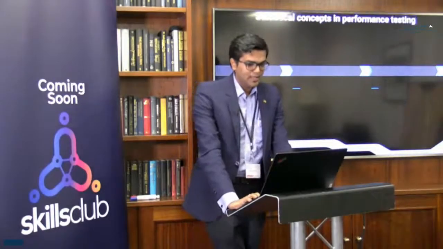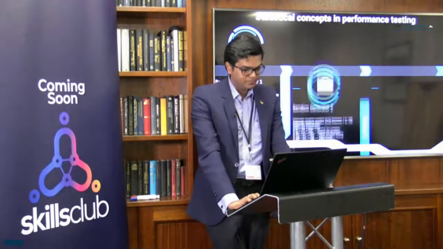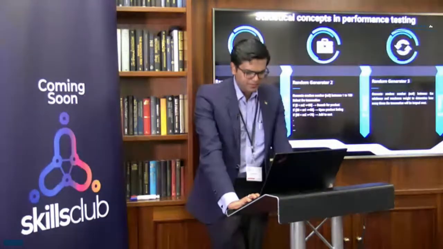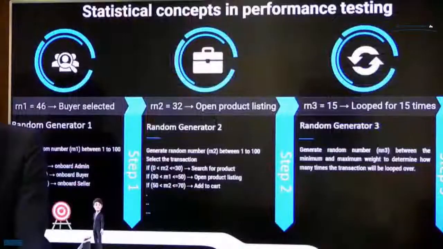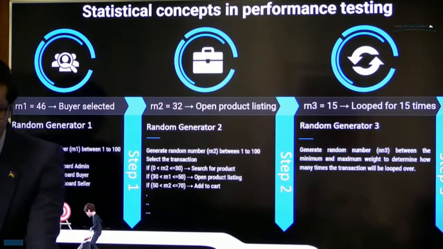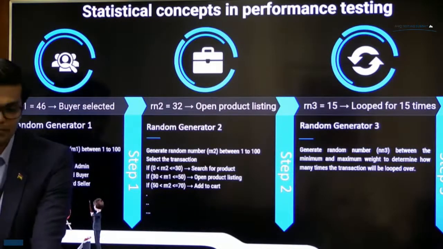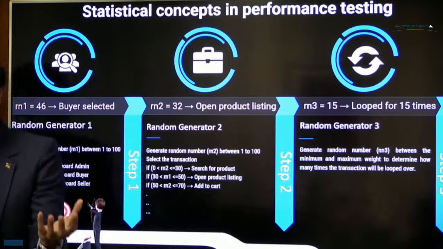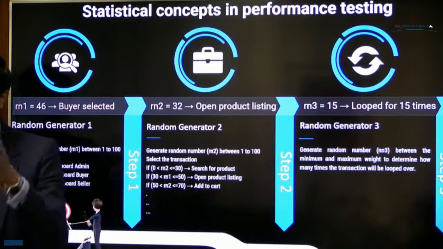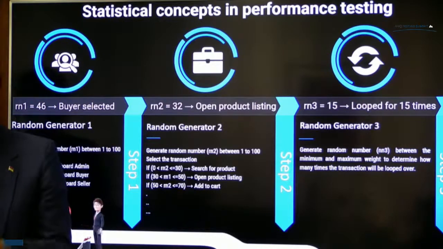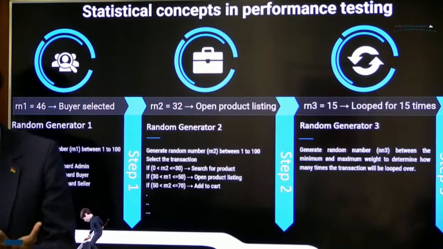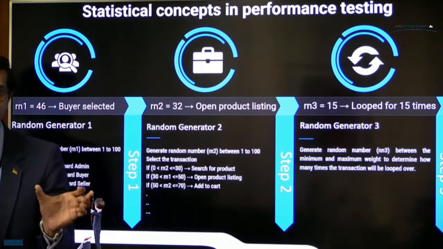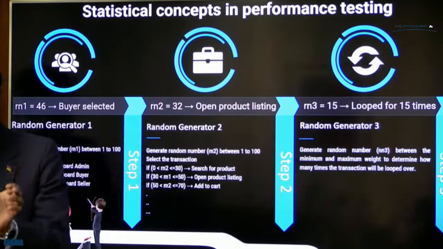So let's apply it now. So the three random number generators, and in the first one, let's say the random number that was generated is 46. So given that 46 is between 10 and 80, a buyer will be onboarded. So the number generated corresponds to a certain probability given the range of the lower bound and upper bound that we are having. So once it is generated, we can say whether it will be onboarded as a buyer, an admin, or a seller.